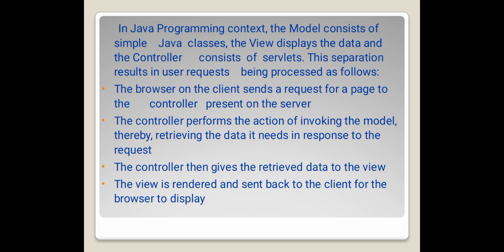This separation results in user requests being processed as follows. MVC architecture is specially used for differentiating between business logic and presentation logic. The browser on the client sends a request for a page to the controller present on the server. It is clear from the diagram. Then the controller performs the action of invoking the model, thereby retrieving the data it needs in response to the request. It is also clear from the diagram. Then the controller gives the retrieved data to the view, and then the view is rendered and sent back to the client for the browser to display.